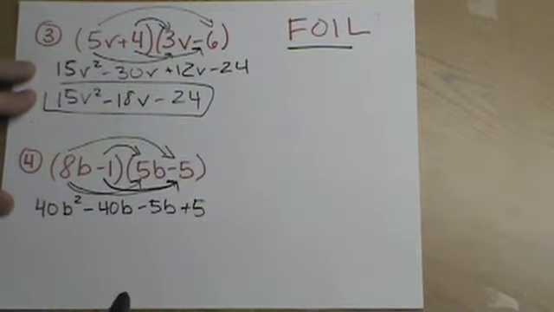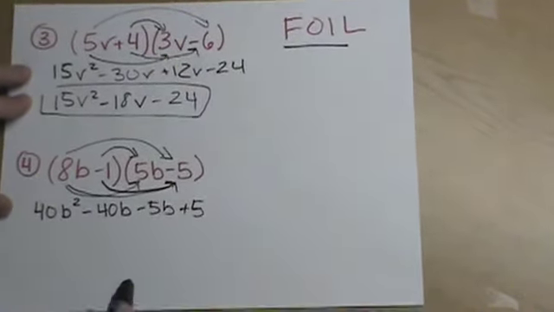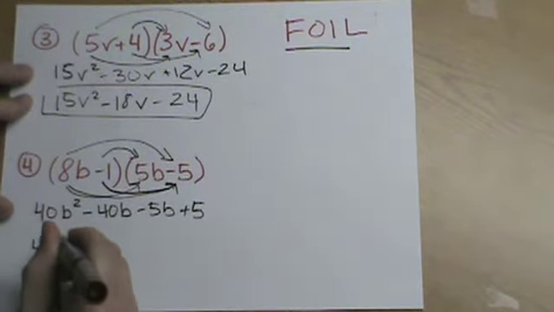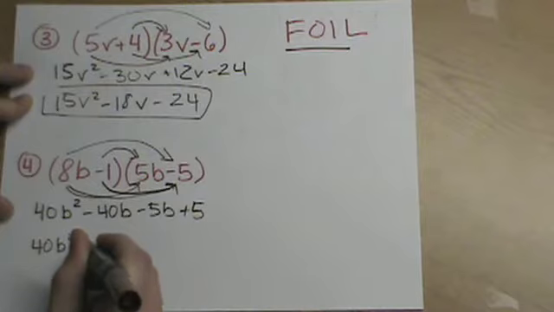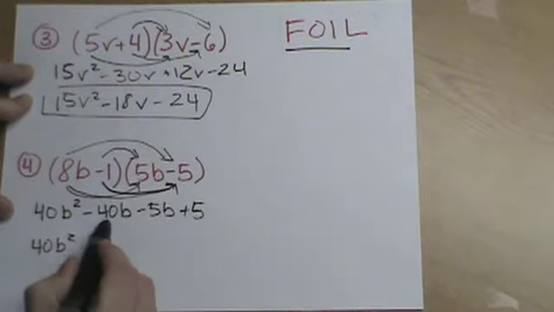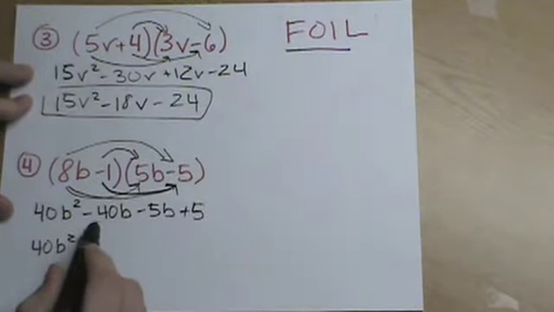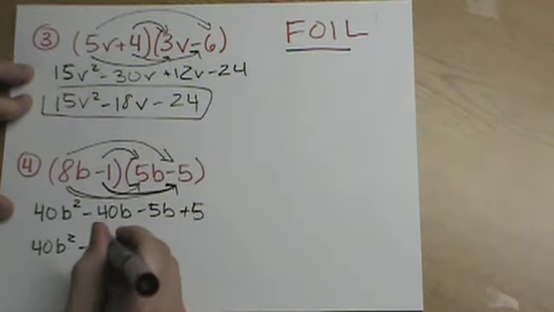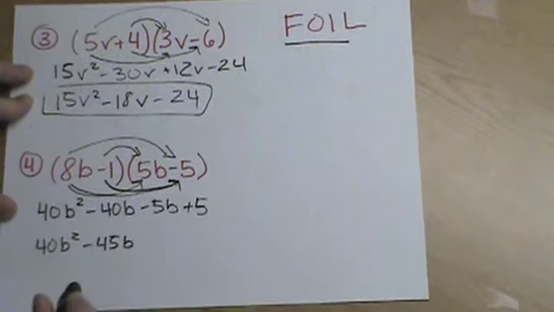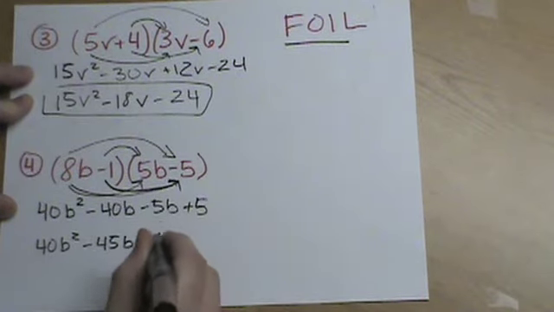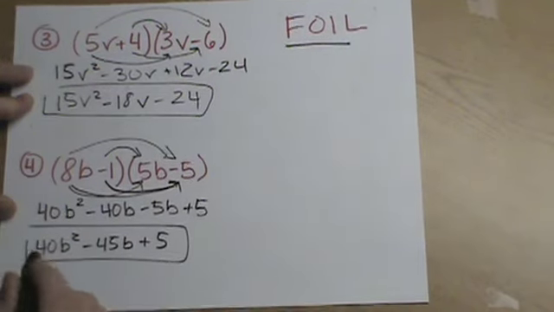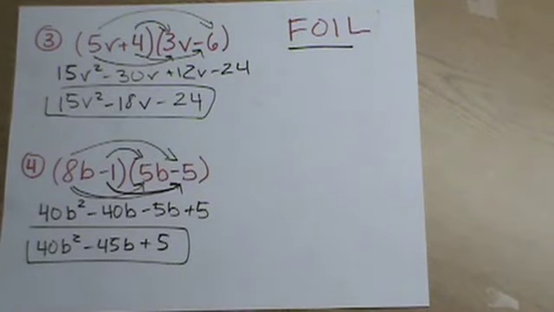But lastly, what you want to make sure you do, simplify these b terms. So we didn't have any extra 40b squares, but we did have negative 40b, negative 5b. So negative 40 apples and negative 5 apples combined equals negative 45 apples plus 5. When I say apples, I mean that b. And that's all there is to it. Use the foiling method.